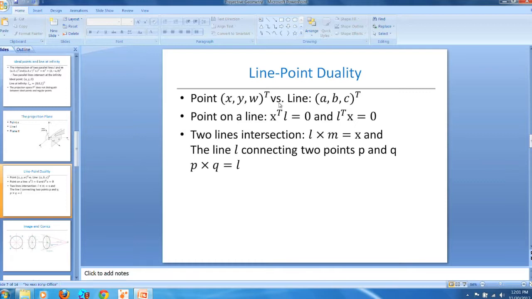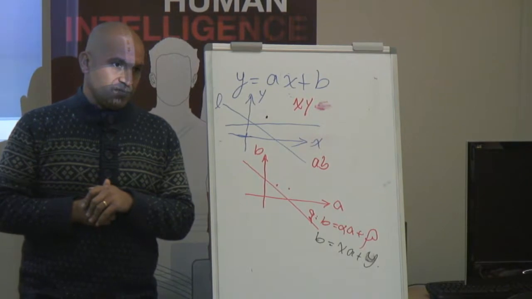Now, if we take the duality, it's very easy to see. If I have any point X, Y, and W, this point could also be perceived as a line, A, B, and C. There is no difference between them. A line and a point are exactly like what we saw in the vector space, where a vector and a point are the same thing. So this duality means a line and a point are the same, exactly as a vector and a point are the same in the normal Euclidean space.